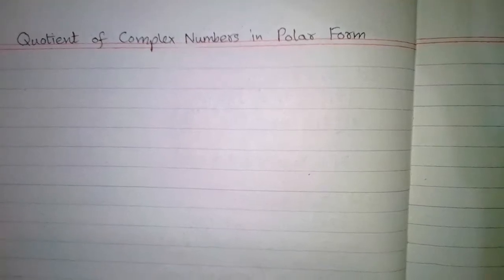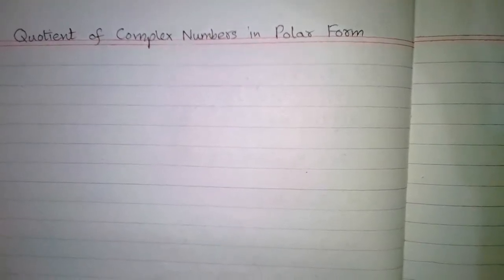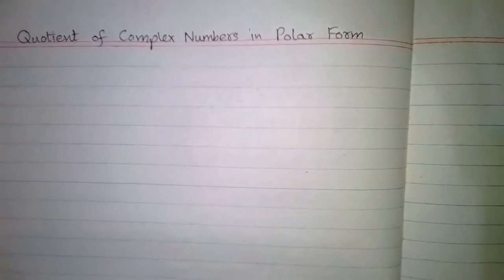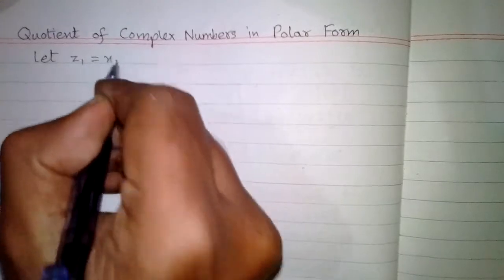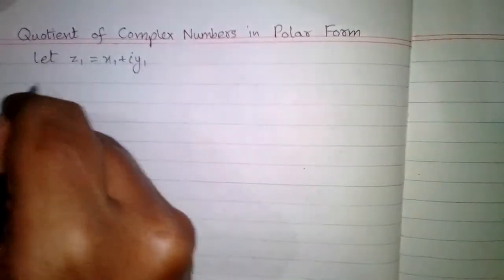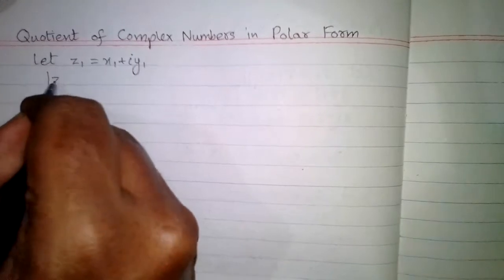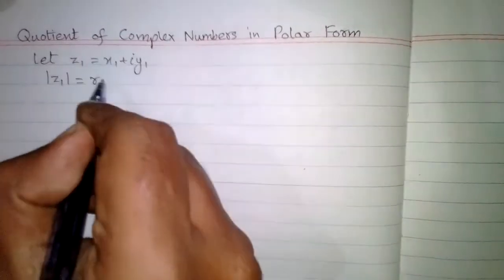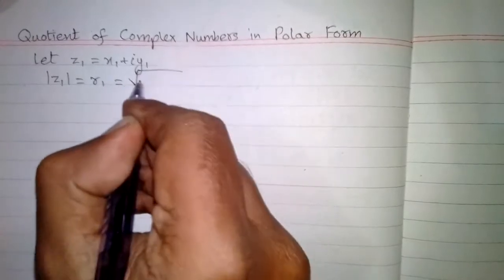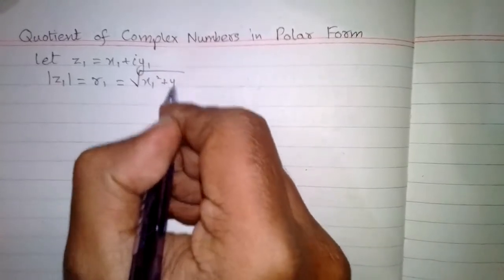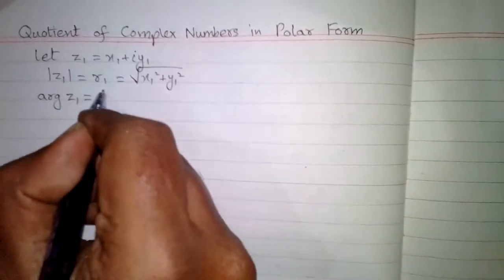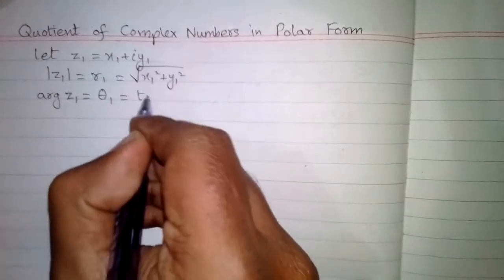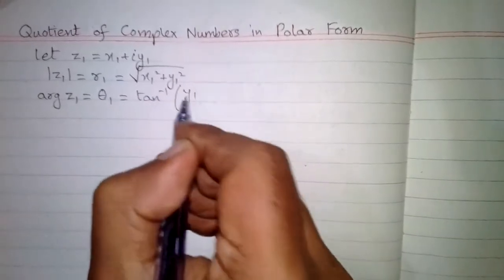In this video, we will find the quotient of complex numbers in polar form, and what is the modulus and argument of the quotient of complex numbers. So first of all, let z1 be the complex number x1 plus iota y1. So the modulus of z1 is equal to r1, which is equal to square root of x1 square plus y1 square, and the argument of z1 is equal to theta 1, which is equal to tan inverse of y1 upon x1.